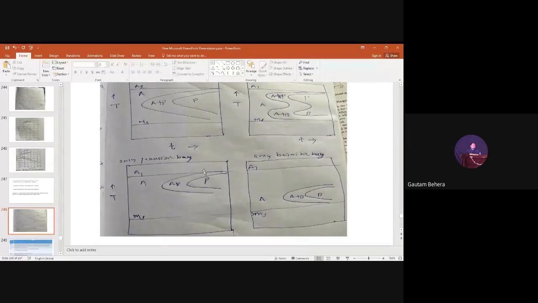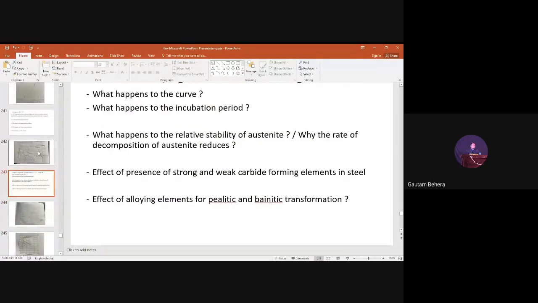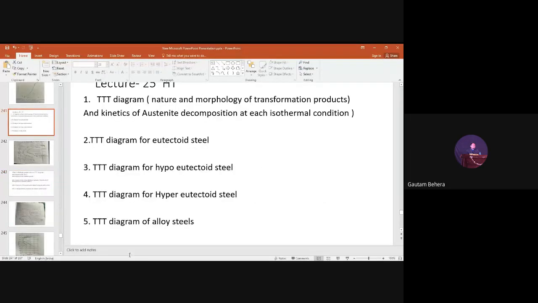Now this is another topic, that is the TTT diagram for alloy steels. So we have talked about the TTT diagram for carbon steels, and now we'll talk about the TTT diagram for alloy steels. Last part.